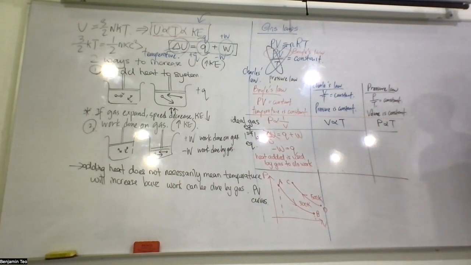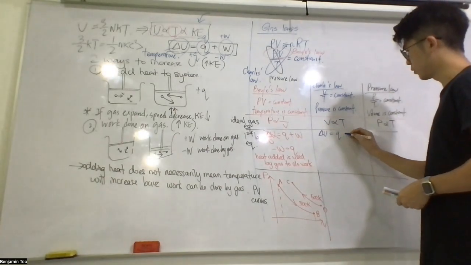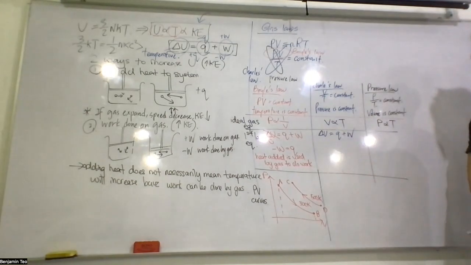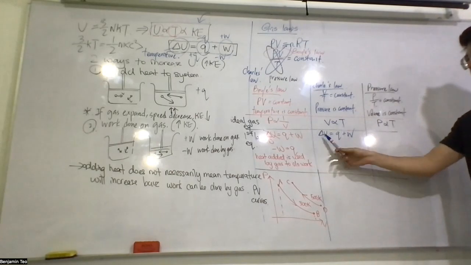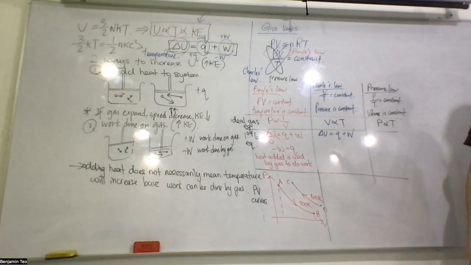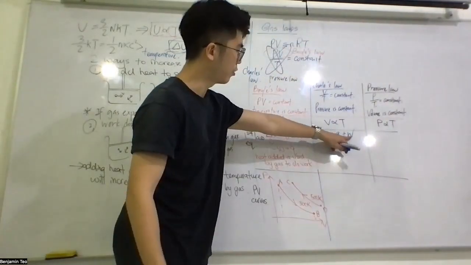Okay, now the second one, Charles' law. First law equation: delta U equals Q plus W. Pressure is constant. That means temperature is changing, so internal energy may change. Q also, we don't know whether heat is absorbed or released. You have to see from the question whether heat is absorbed or released. We don't know. But we know the W.